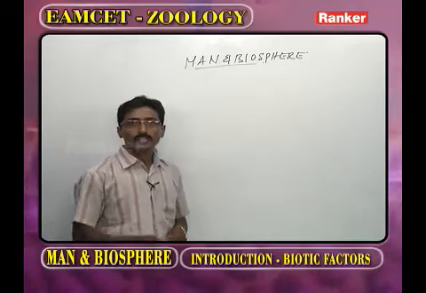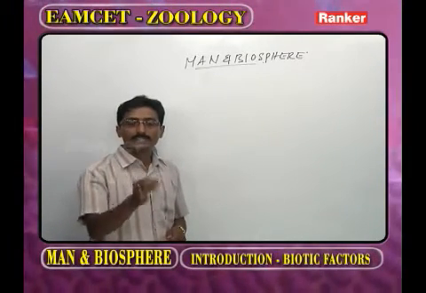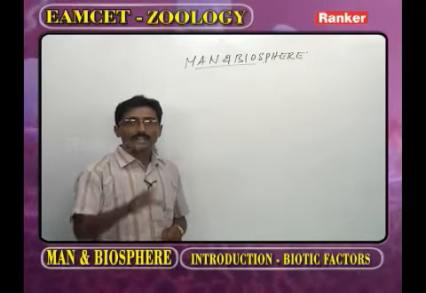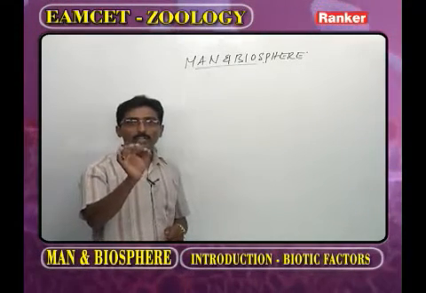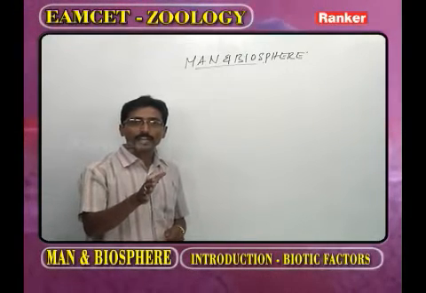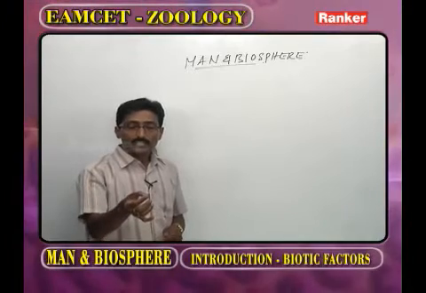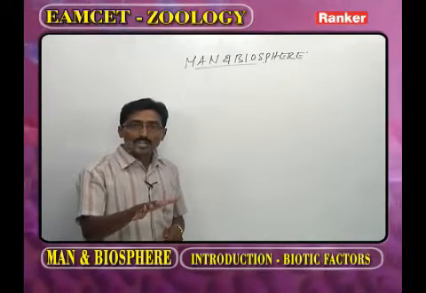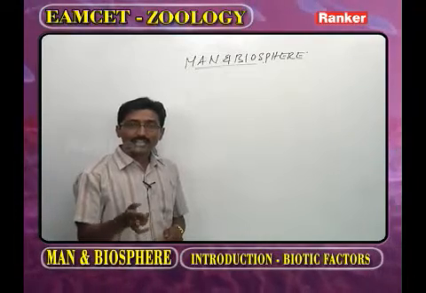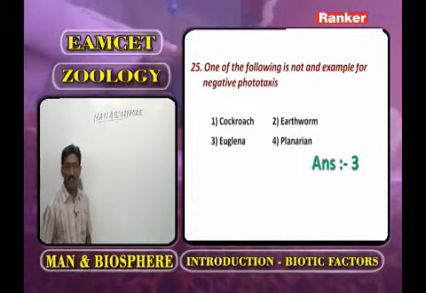Here cockroach exhibits negative phototaxis. Earthworm exhibits negative phototaxis. Planarian exhibits negative phototaxis. What about the Euglena? Euglena moves towards the intensity of light. That we call it as positive phototaxis. Here the Euglena does not exhibit the negative phototaxis. The remaining three are examples of negative. Euglena is positive. Now we go for the next question.